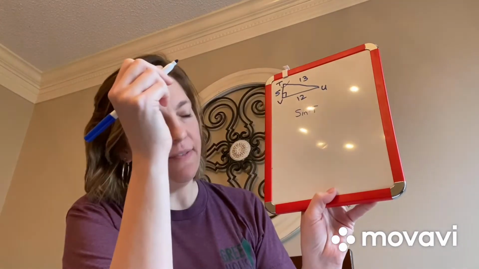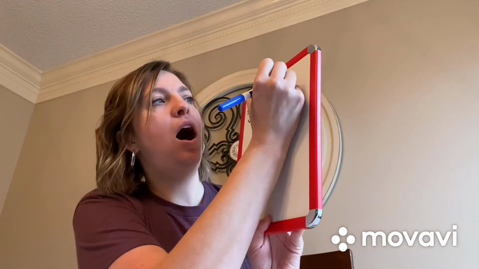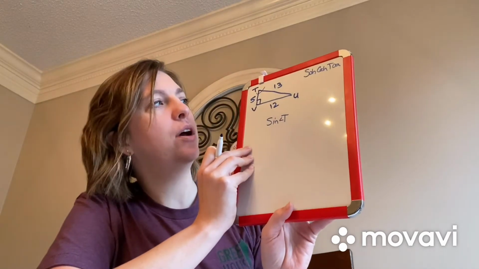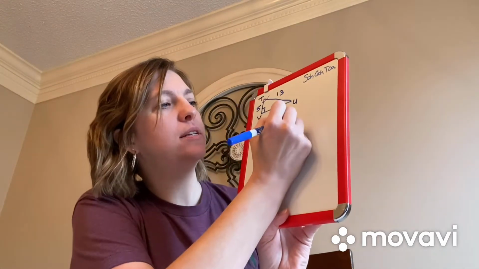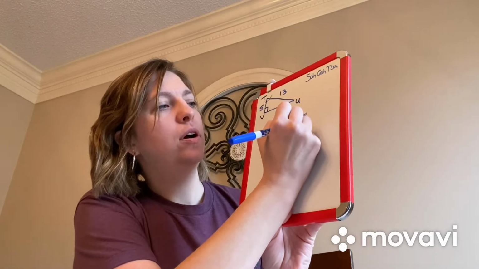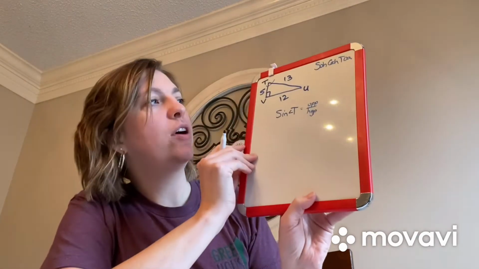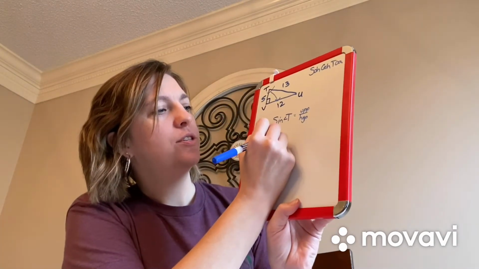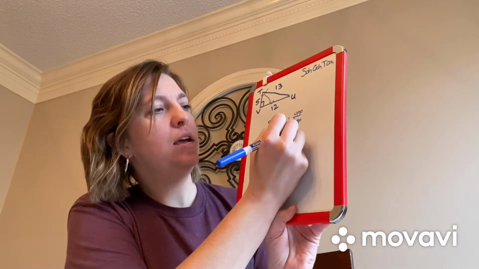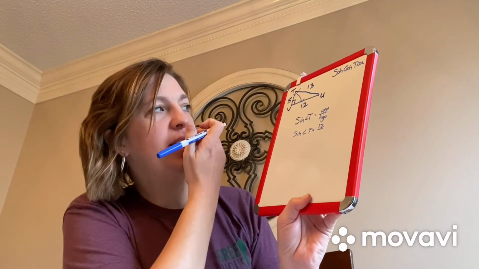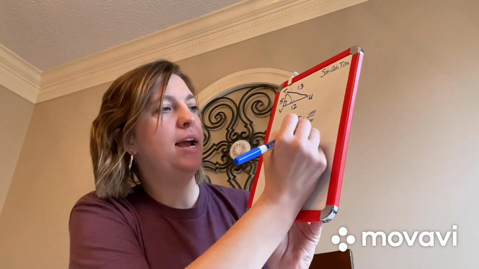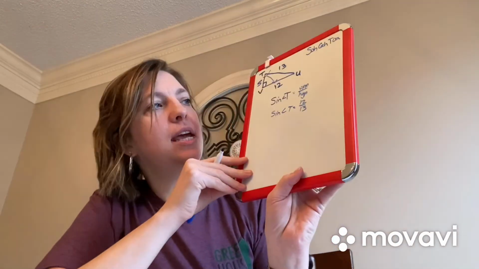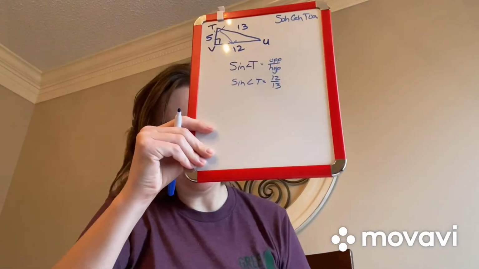So the sine of angle T, let's remember what sine is. SOH CAH TOA. I'm going to write that here. So sine is opposite over hypotenuse. So if I'm standing at T, what's opposite T? 12. So the sine of angle T equals 12 over, what is the hypotenuse? Hypotenuse is across from 90, 13. So my answer, the sine of angle T is simply 12 over 13. That's it. That's your whole answer.